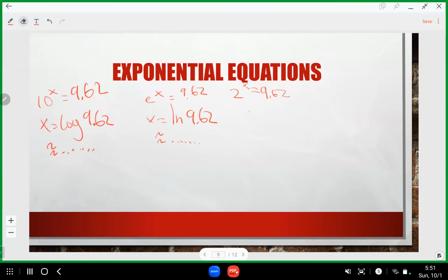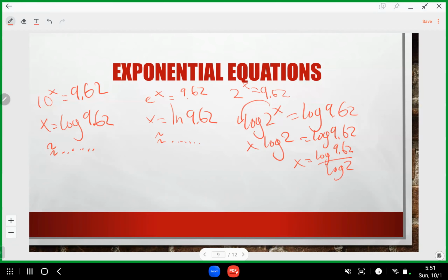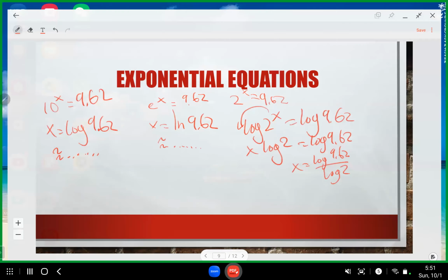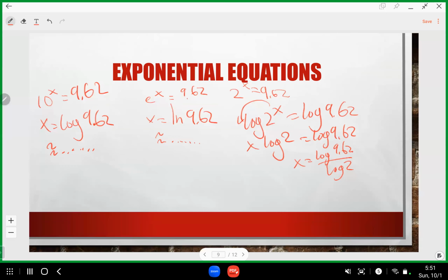So this one is easy because the log button is right there on your calculator. So it will be very easy to find this, right? Are there any questions? If there are no questions, then I will continue with some more exponential equations.